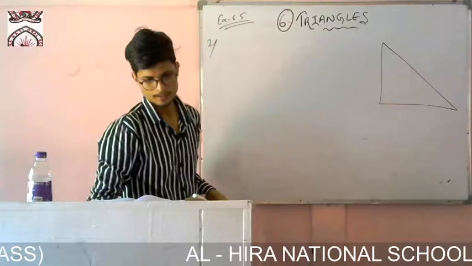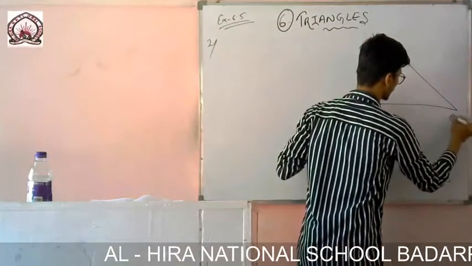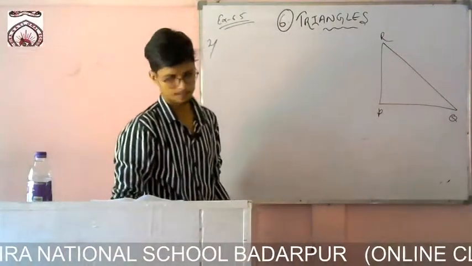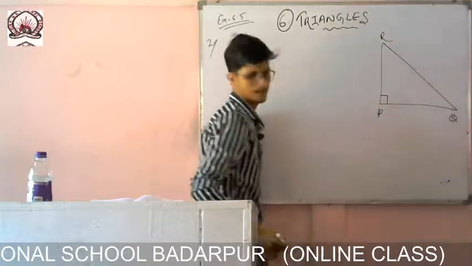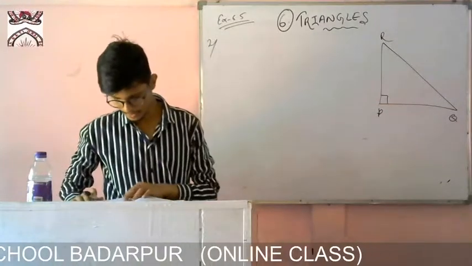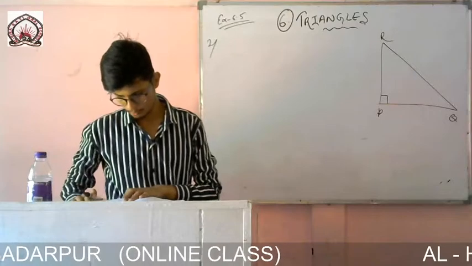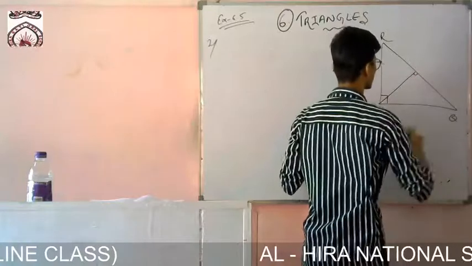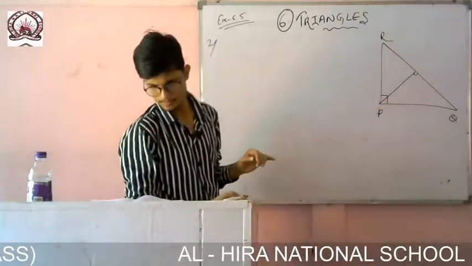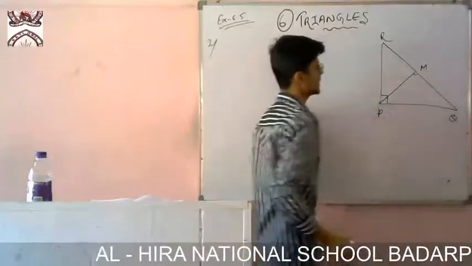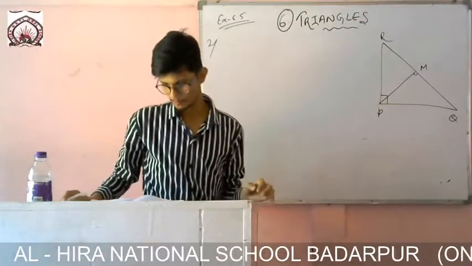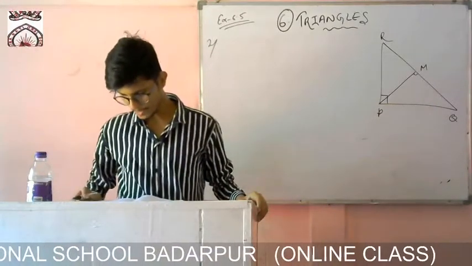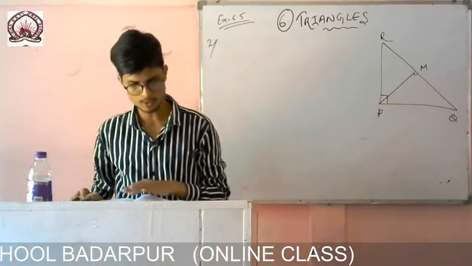What is given here: PQR is a triangle, angle P is 90 degrees, it is given right-angled at P. And it is given that PM is perpendicular to QR. So that means our first theorem will apply. I have to prove that PM square is equal to QM into MR.